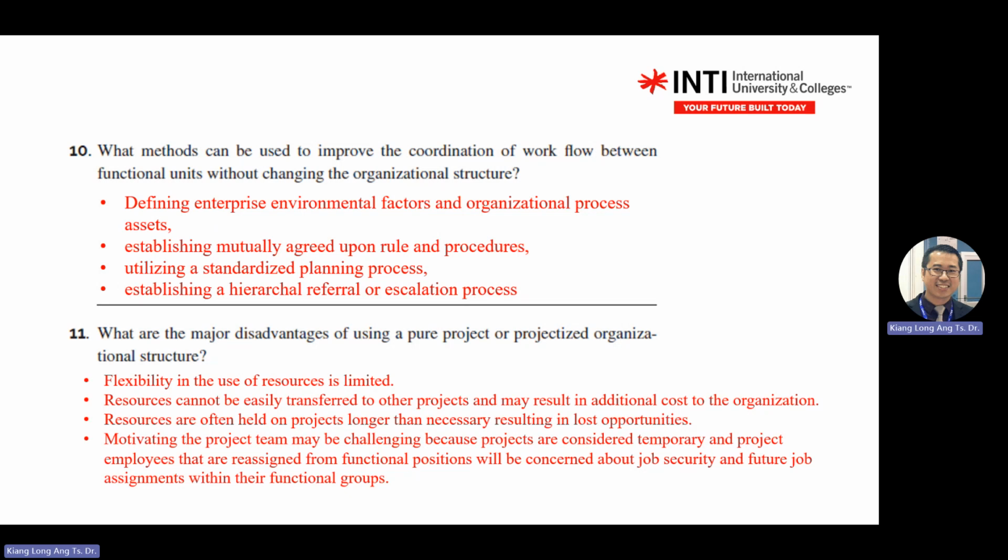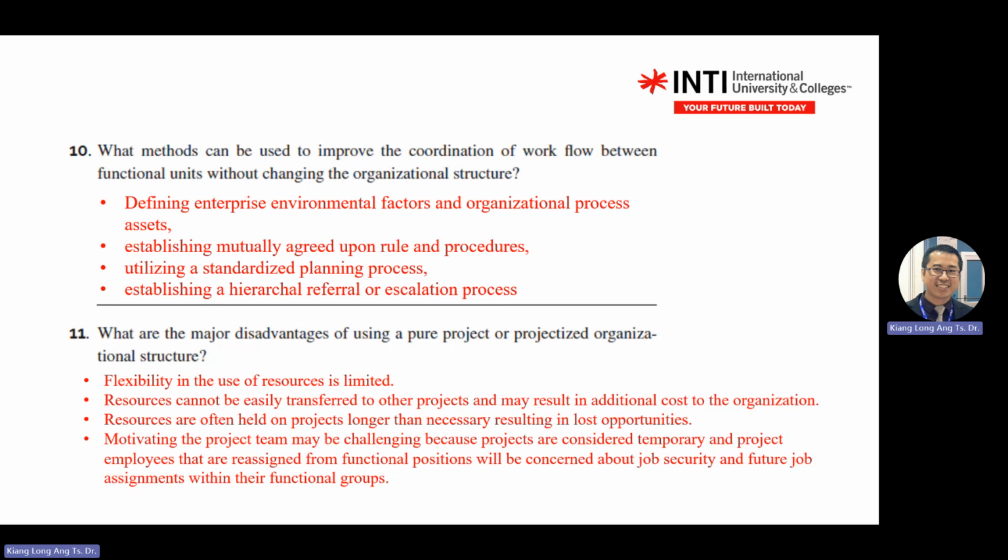Resources here also mean money. If you start the project, sometimes they need you to put in some deposit. So your capital is locked to a certain project. You cannot touch it until you complete the project. So financially, you are being locked in, right?